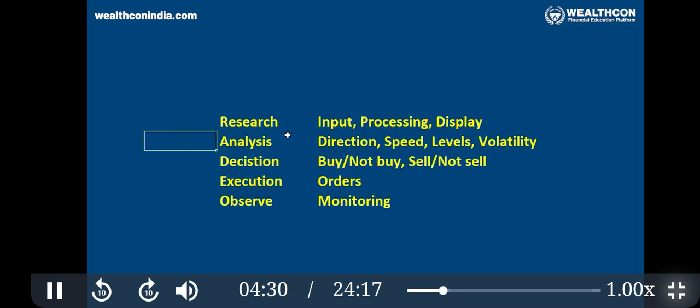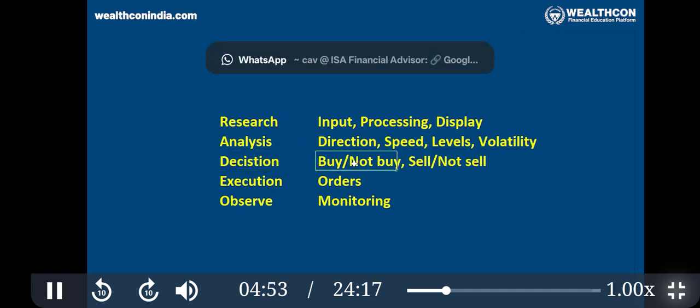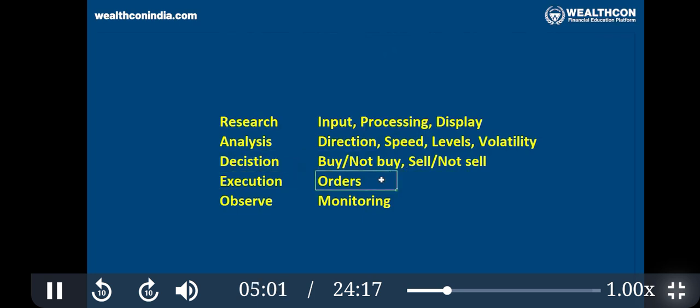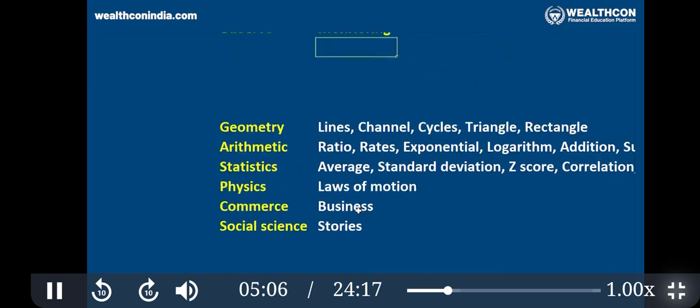What is the purpose of technical analysis? We should know why we are doing what we are doing. The purpose is to make a decision: buy or not buy, sell or not sell. That decision is based on our analysis of the price direction, speed, levels and volatility. Then the decision comes into the picture, which is very easy after understanding the analysis. The execution is just placing the order, buy order or sell order, or money management. And the observer monitors what happens after you take the position.